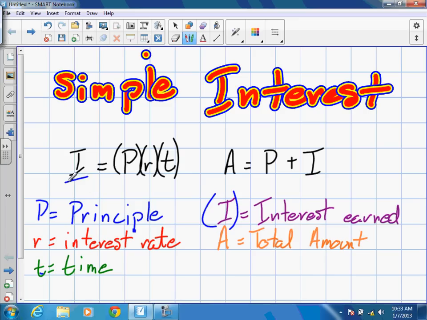Capital I stands for the total interest earned. And that'll make a little more sense when we get into an example. And same with capital A, that's the total amount in the bank account, or the total amount of the loan.